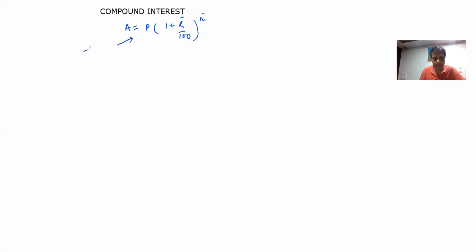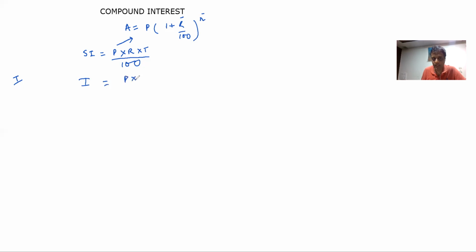You'll be surprised that this formula is derived from a simple interest formula which we have already studied, which is P into R into T upon 100. Let's see how. Let's calculate the interest in the first year. If I have P as the principal and give it to the bank at the rate of interest R for 1 year, let me see what the interest is in the first year.